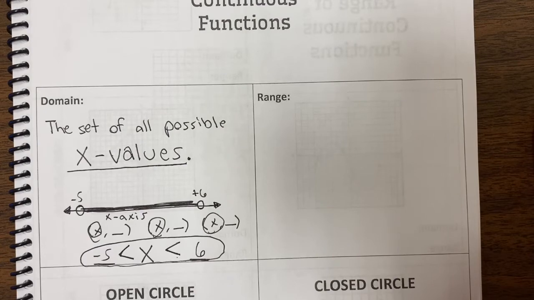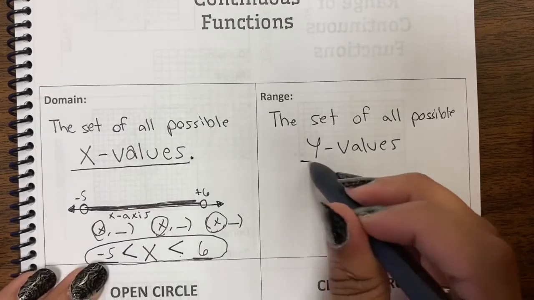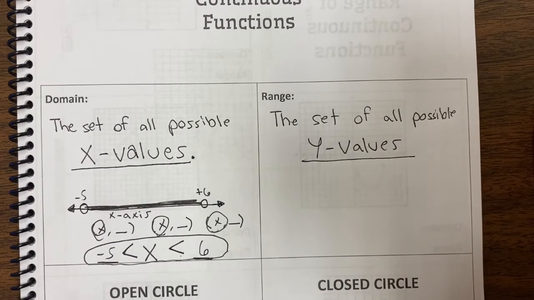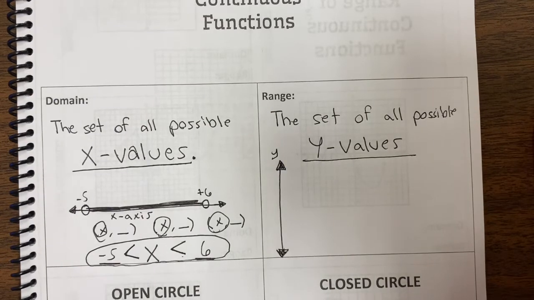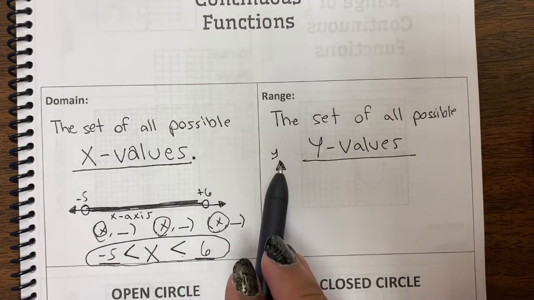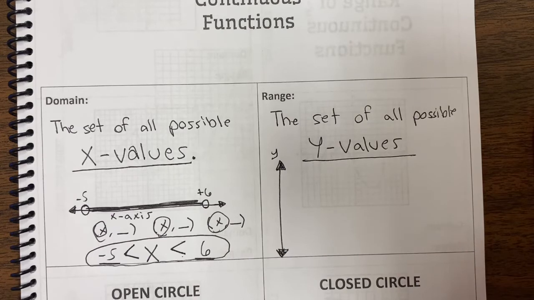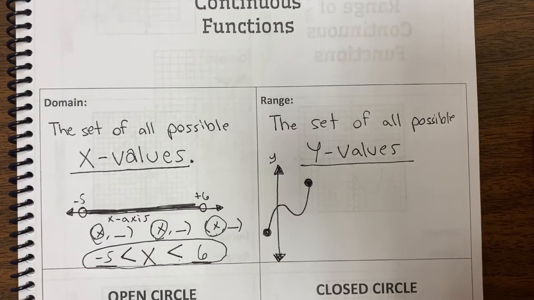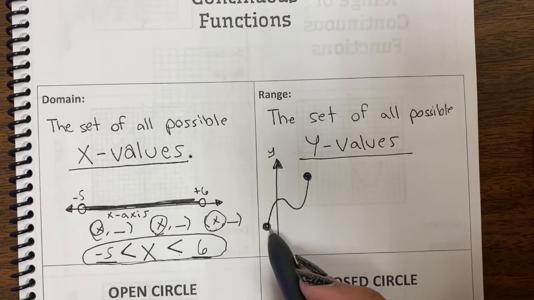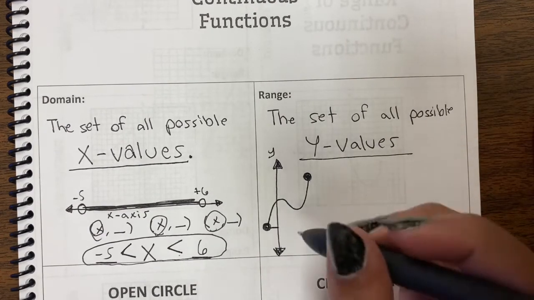Range is the set of all possible y values. So when we look at the y-axis, we notice it goes down and up. So for a continuous function, we want to know how far down do our y values go, and how far up does it go on the y-axis. So let's look at this example. The lowest point on the y-axis would be right here. And let's say that's 3.